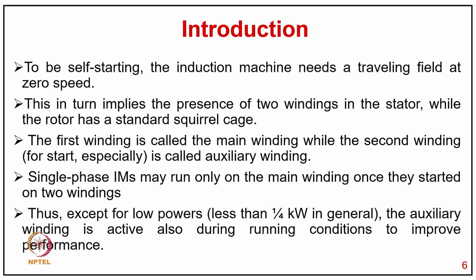The single phase induction motor may run only on the main winding once it has started, or it can run on two windings. Thus, except for low power, less than 1/4 kilowatt, in general the auxiliary winding is also active during the running condition to improve the performance.